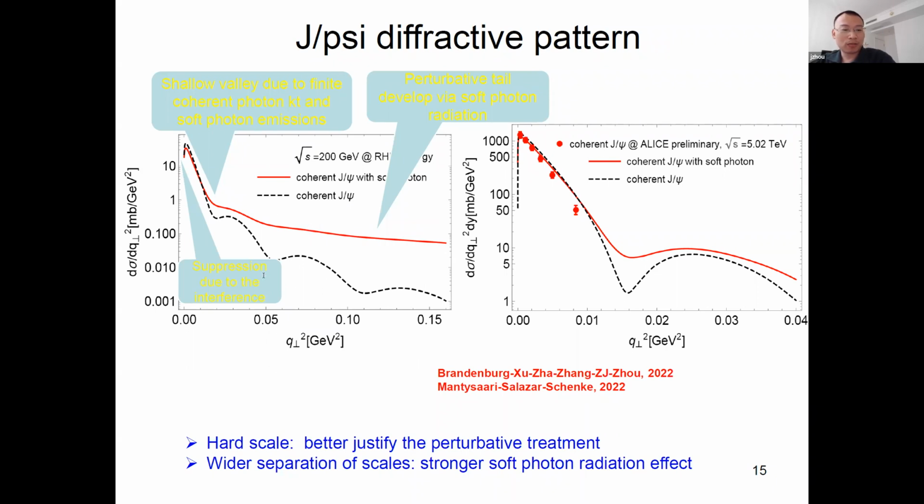One can also see that the diffractive valley becomes more flat in this case. This is due to the final state soft photon radiation effect. Moreover, it's clear that the soft photon contribution dominates over the primordial distribution determined by the nuclear geometry at large QT. So if one wants to use this spectrum to reconstruct the nuclear geometry, then it's crucial to take into account all these effects.